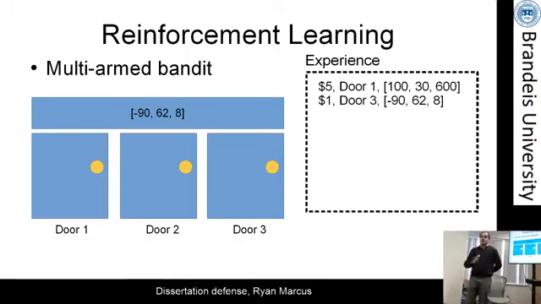You repeat this process a lot, and over time, you hope to learn the relationship between the context vector and which door has the highest reward. Maybe, for example, door number 1 contains $5 when the first entry of that vector is positive. If we open up enough doors, record enough experiences, and do the learning just right, we can hopefully understand the relationship between the context vectors and the doors. So this is a classic reinforcement learning problem. It's a classic bandit problem. There are lots and lots of nice algorithms to solve for them.